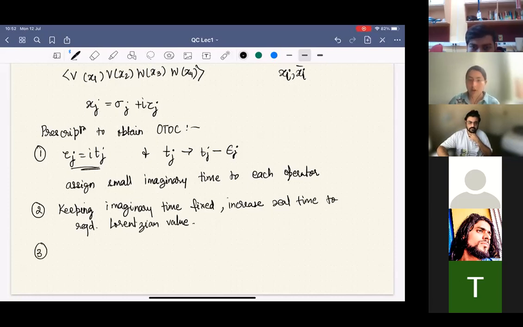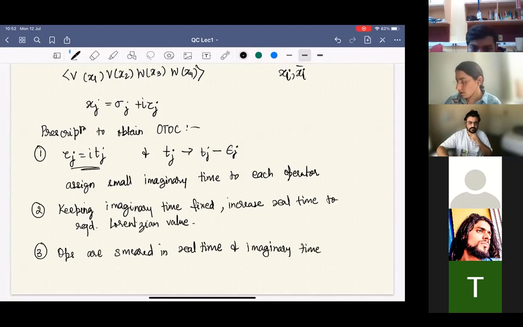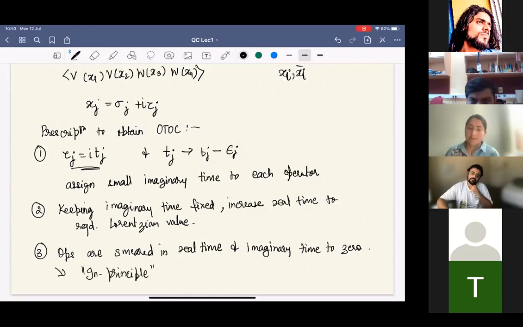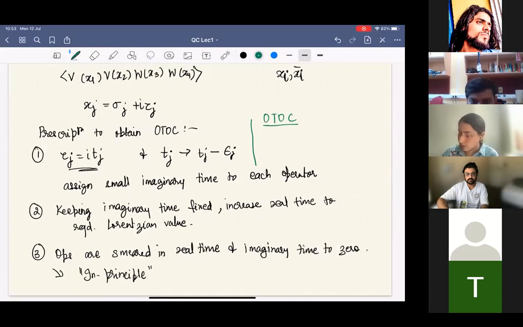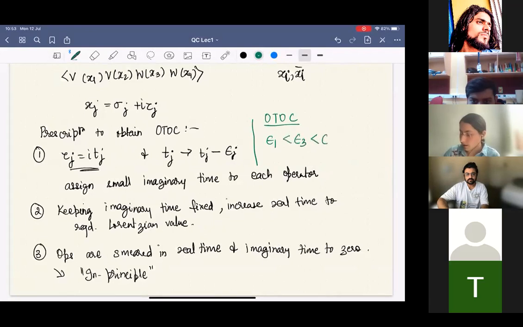And then the third step of getting the OTOC is that the operators are smeared in real time and imaginary time is taken to 0. This third step is done in principle, but it's not really done. And to get the OTOC specifically, these epsilons related to the operator locations must have the following hierarchy. So that's the prescription to obtain the out-of-time order correlator.